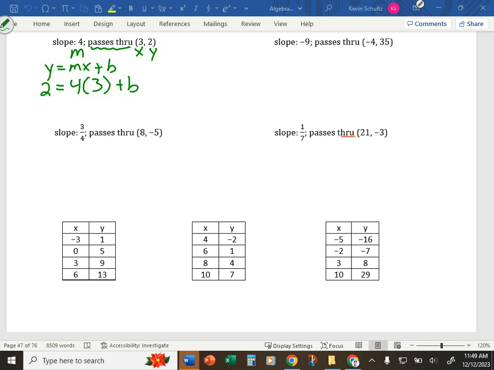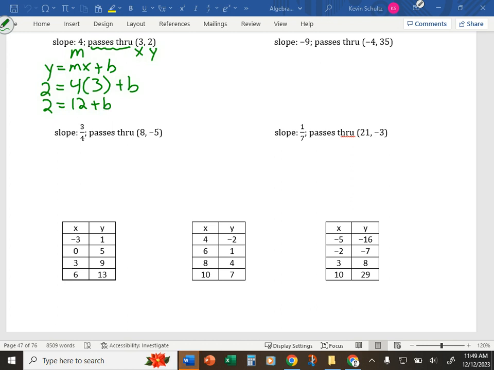With 3 variables known, m because it was given, y and x because I gave you an ordered pair on the line, that's where all those came from, we now have enough to solve for b. Here's how we do it. We simplify the right side. What's 4 times 3? 12. So 2 equals 12 plus b.